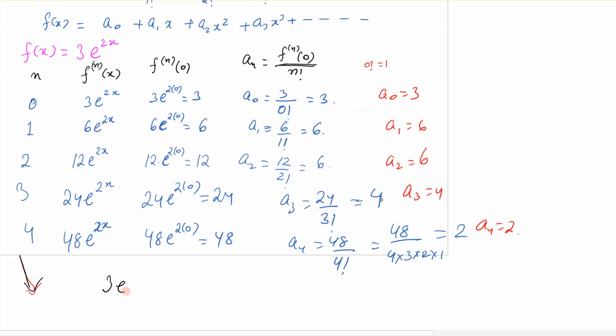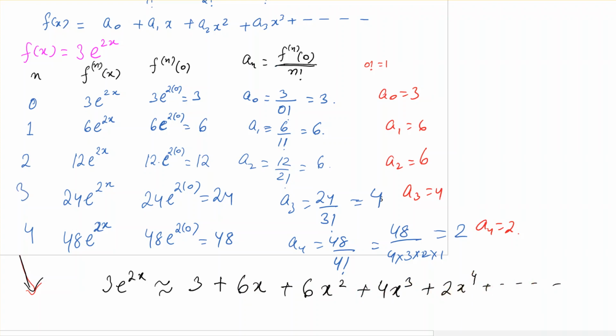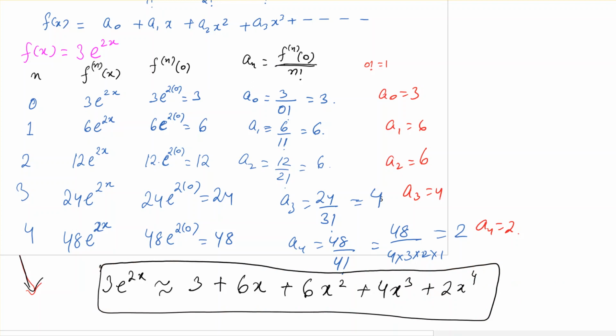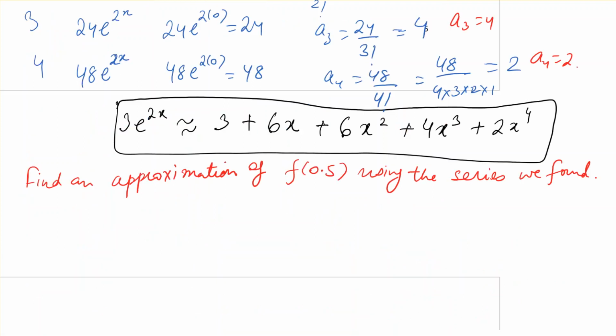By using these coefficients in our Maclaurin series, we get that 3 e raised to power 2x is approximately equal to a0, which is 3, plus a1 times x, 6x, plus a2 times x squared, 6x squared, plus a3, 4x cubed, plus a4, 2x to the 4, and so on. But we just want the first 5 terms, so let's just write the first 5 terms. So these are the first 5 terms of our Maclaurin series.